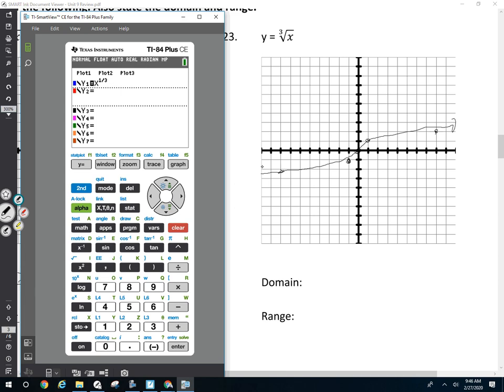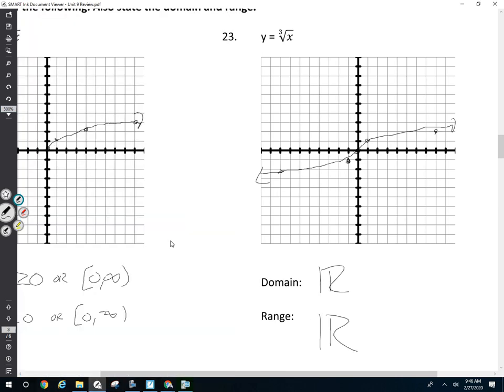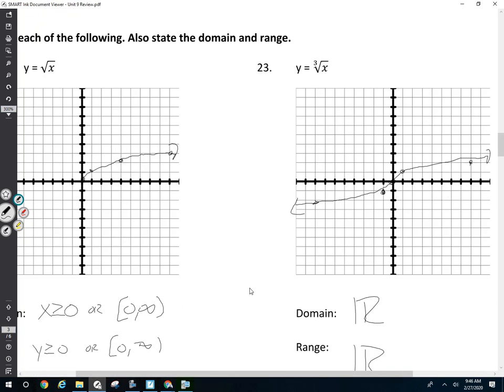Though it'll take a while to get bigger and bigger y's and bigger negative y's, we actually can plug in any value and we would get out any value. So cube root graphs are easy in terms of domain and range.